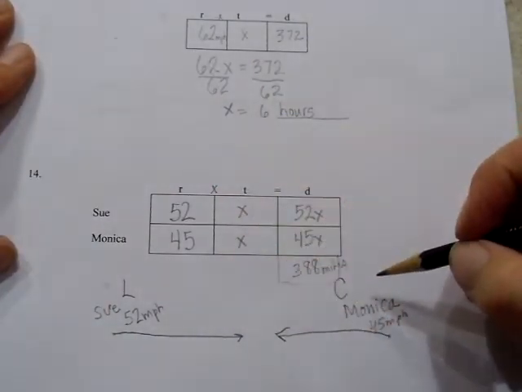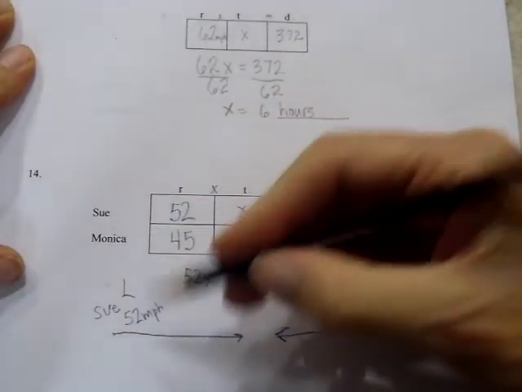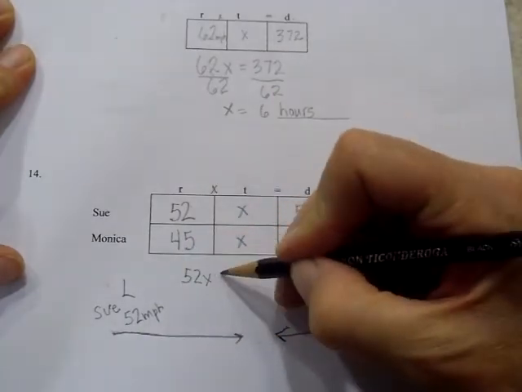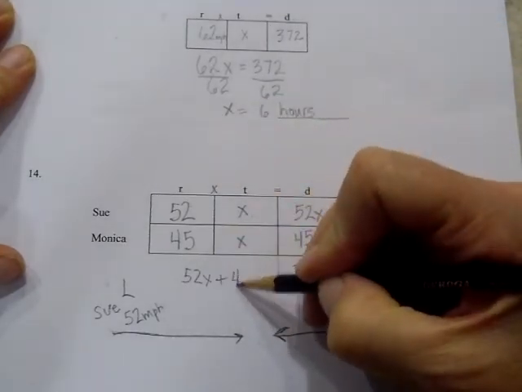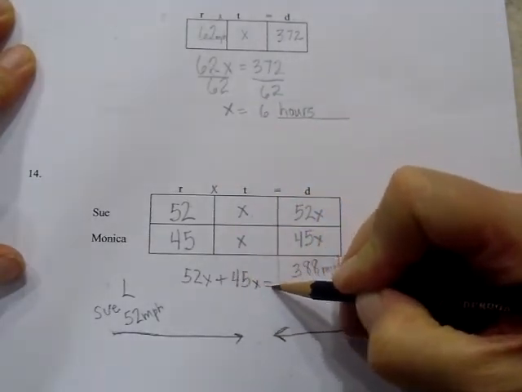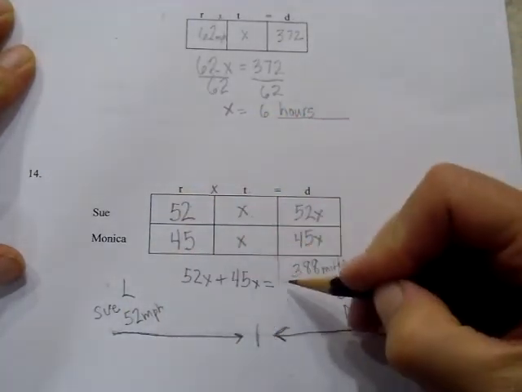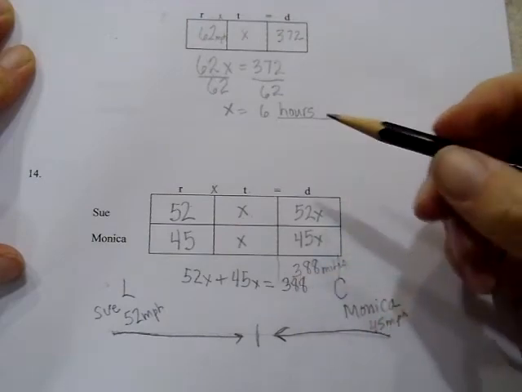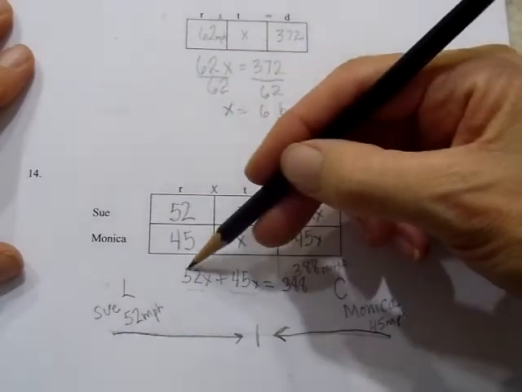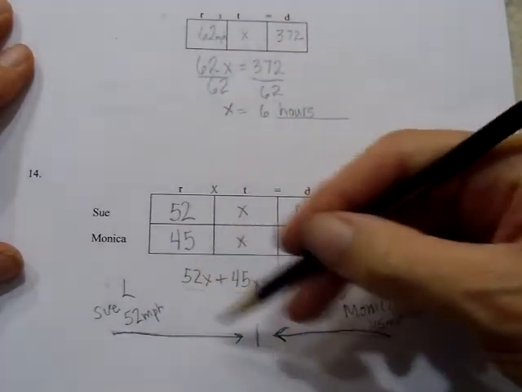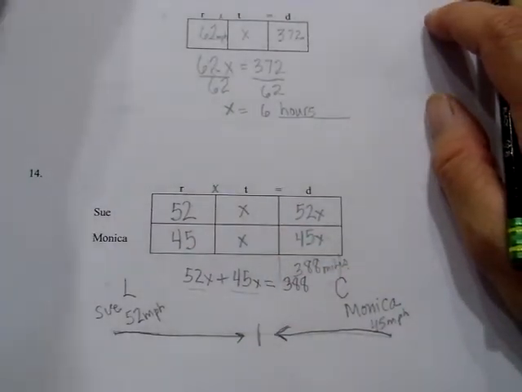Think that through and try to do it by yourself. We have 52x for Sue, this amount is her distance, plus Monica's distance, which is 45x, and that should equal the total miles of the distance between the two cities when they meet. So that is 388. You should be able to solve this now by combining like terms and then dividing by whatever the combined like terms is. I'm going to let you do that on your own, but this is how you have to work your brain through it to get a good equation to work with.